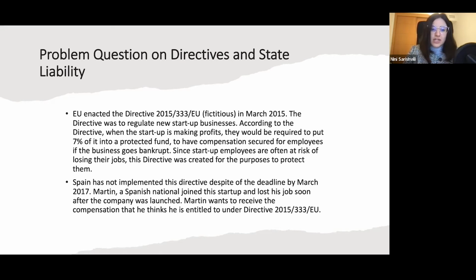Martin, a Spanish national, joined the startup and lost his job. Soon after the company was launched, Martin wants to get compensation. This problem question raises different issues, such as application of direct and indirect effects of directives, but we're not going to discuss that. We're just going to discuss the state liability part.